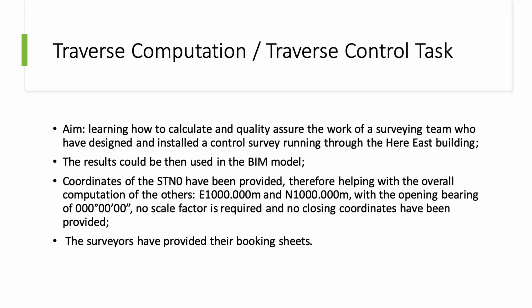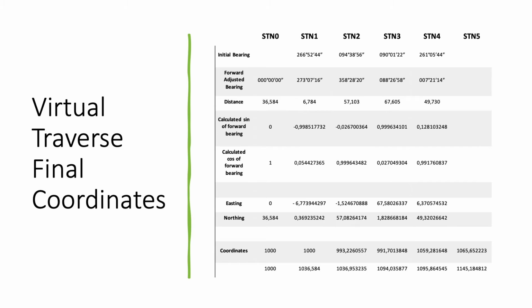The control network that was installed by the surveyors is made out of 6 stations, beginning with Station 0. Coordinates in terms of easting and northing for this station were also provided in order to help with the calculation of the other coordinates, alongside opening bearings and clockwise horizontal angles.